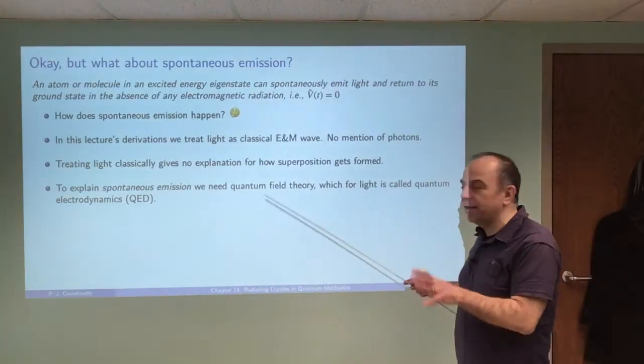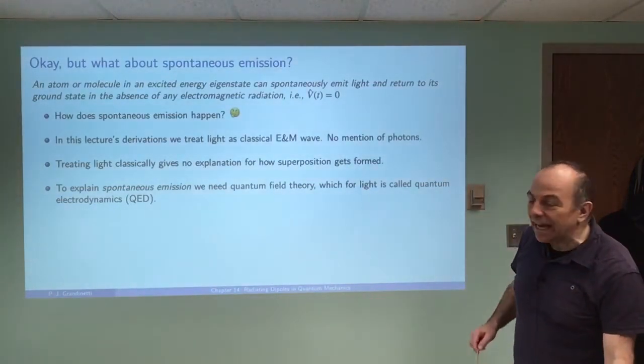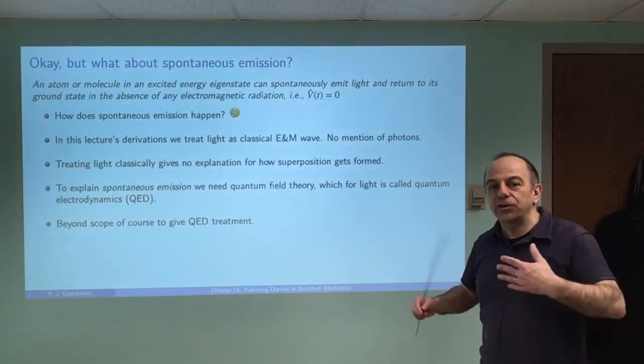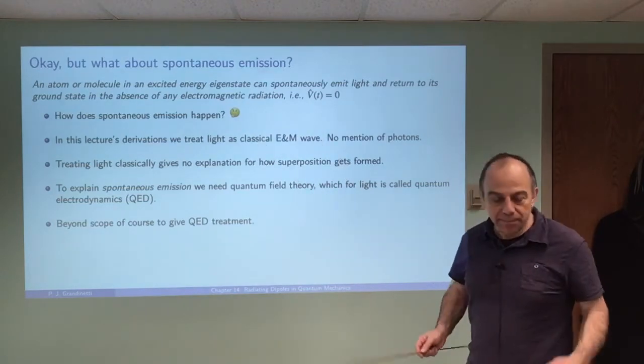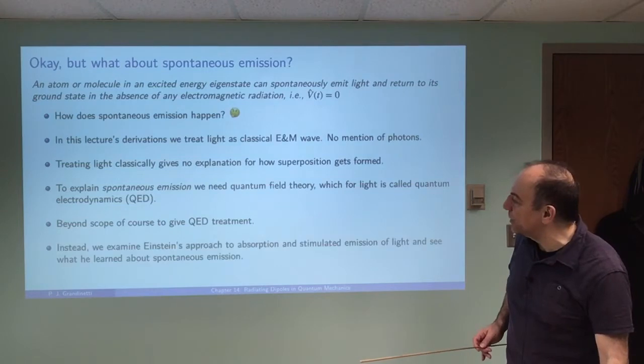And to do that, we would need quantum field theory, and for light, that's called quantum electrodynamics. And it's really in that realm of quantum electrodynamics that you can see the reasons why the spontaneous emission can occur. So I don't really want to get into that. That's beyond the scope of this course.